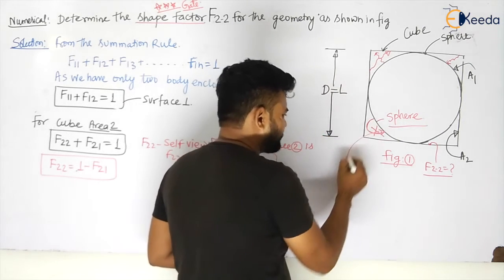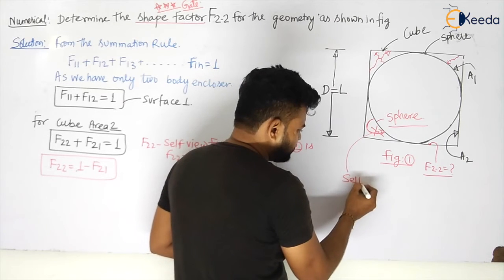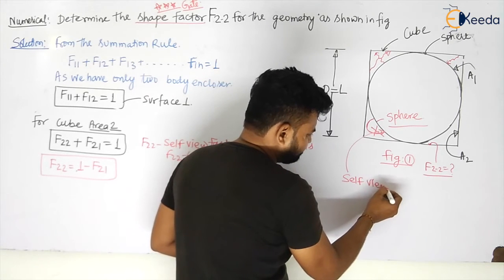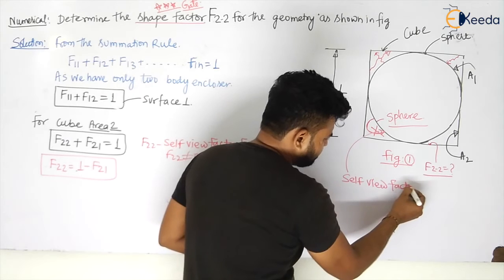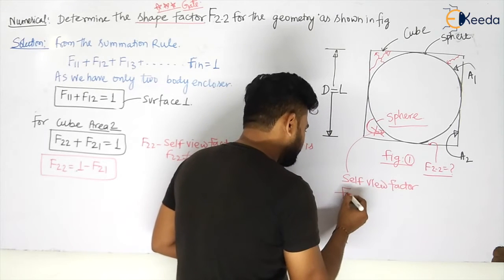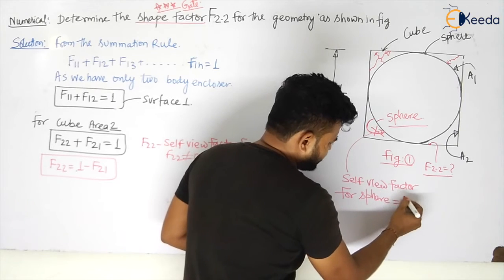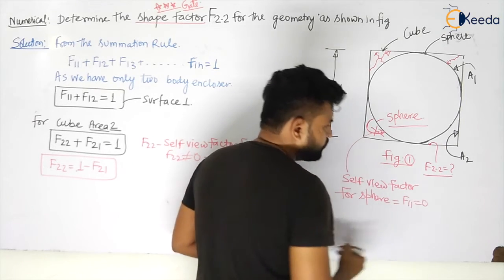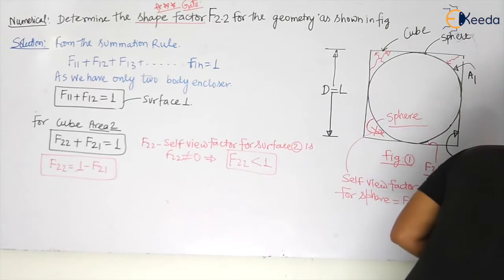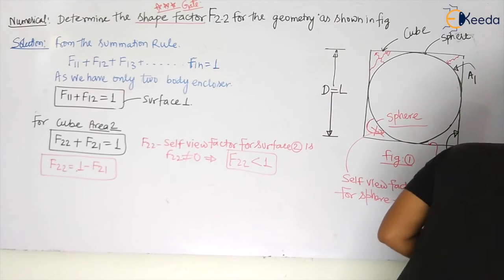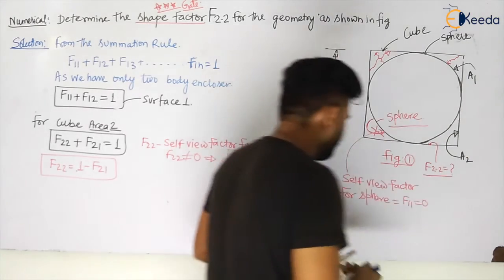So the self view factor for the sphere, that is F11, will be equal to 0, my dear students. It will be equal to 0 in this case.